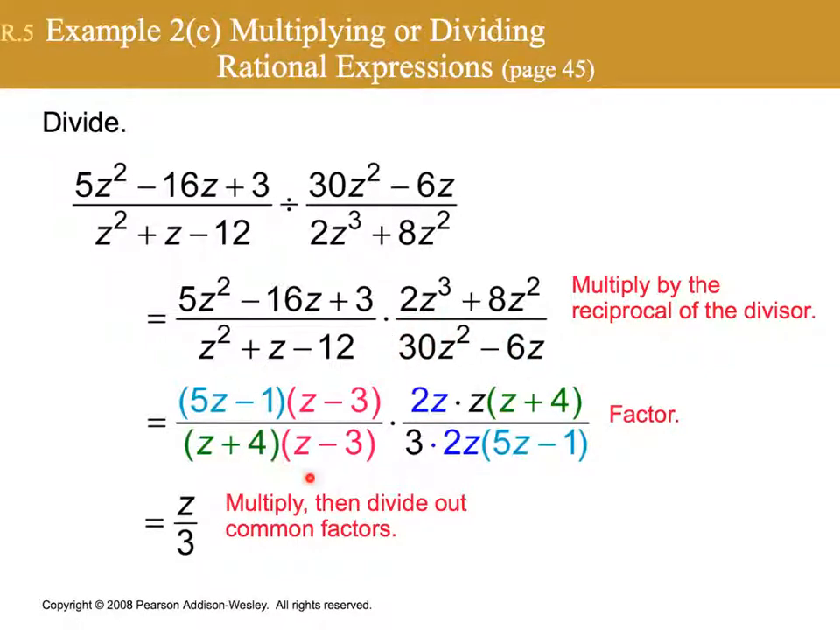When we look at everything together in the numerators and denominators, we notice that quite a bit reduces. So there's a 5z minus 1 that reduces, z minus 3's that reduce, z plus 4's that reduce, 2 z's that reduce, and we get z over 3 left over.